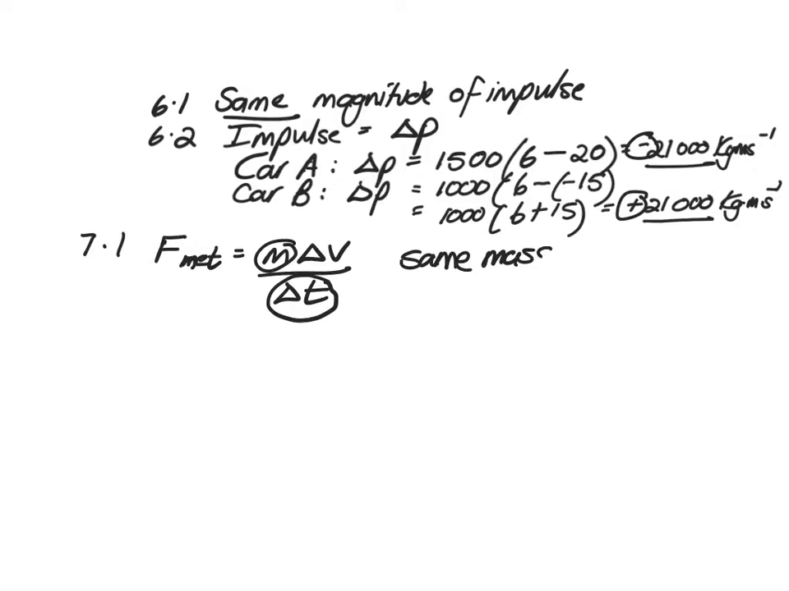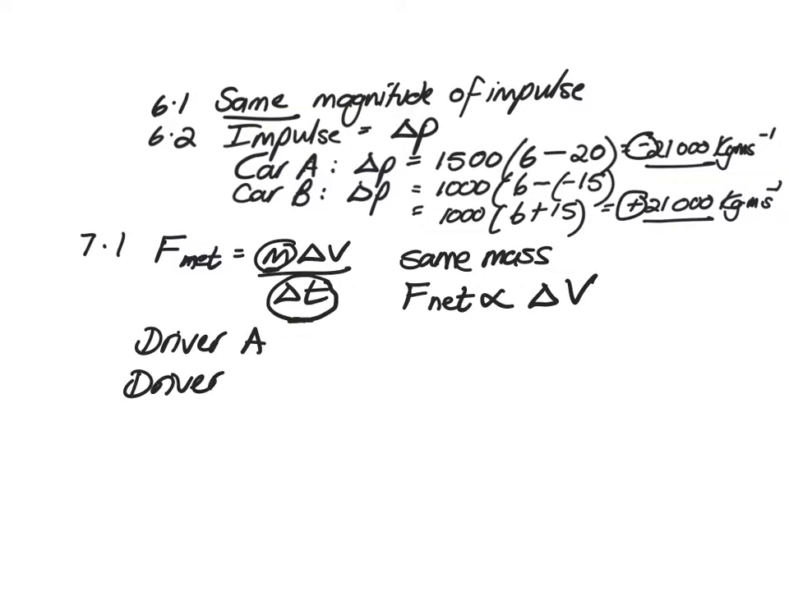That's very important. So from this we see, because the drivers have the same mass and the collision took place during the same time period, the driver that experiences the greater net force will experience the greater change in velocity. So F net is directly proportional to change in velocity. We can see it from this equation. So what we need to do is look at driver A and driver B, and we have to look at their change in velocity. So we're told that they're the same mass, so we don't have to worry about the mass, just their change in velocity.